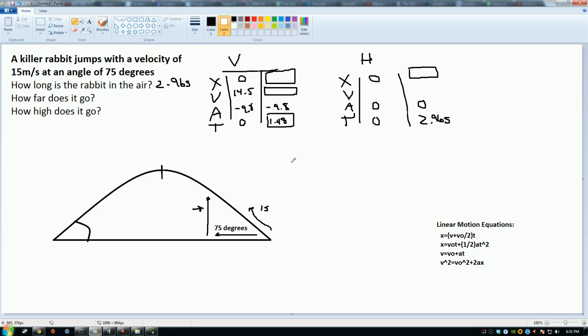So we figured out what this value over here was, the vertical part, by using trigonometry. We can do the same thing for the other value. We just have to use cosine. So we take 15 cosine of 75, and that equals 3.9 meters per second. So that's going to be our starting velocity and our final velocity, because the acceleration is still 0.